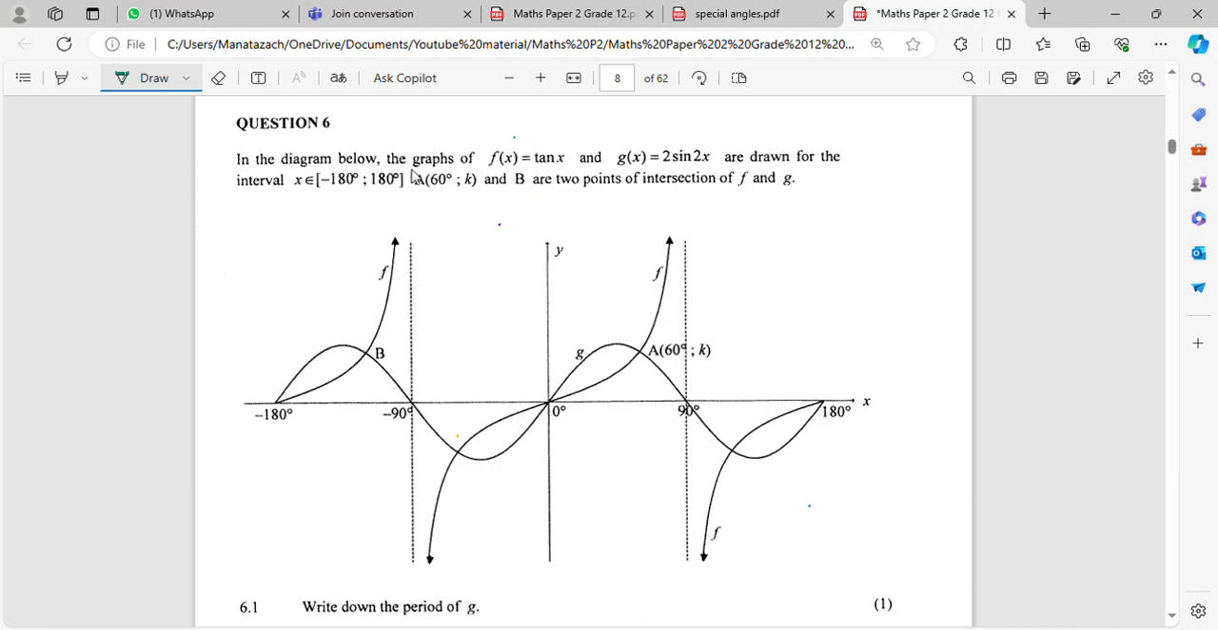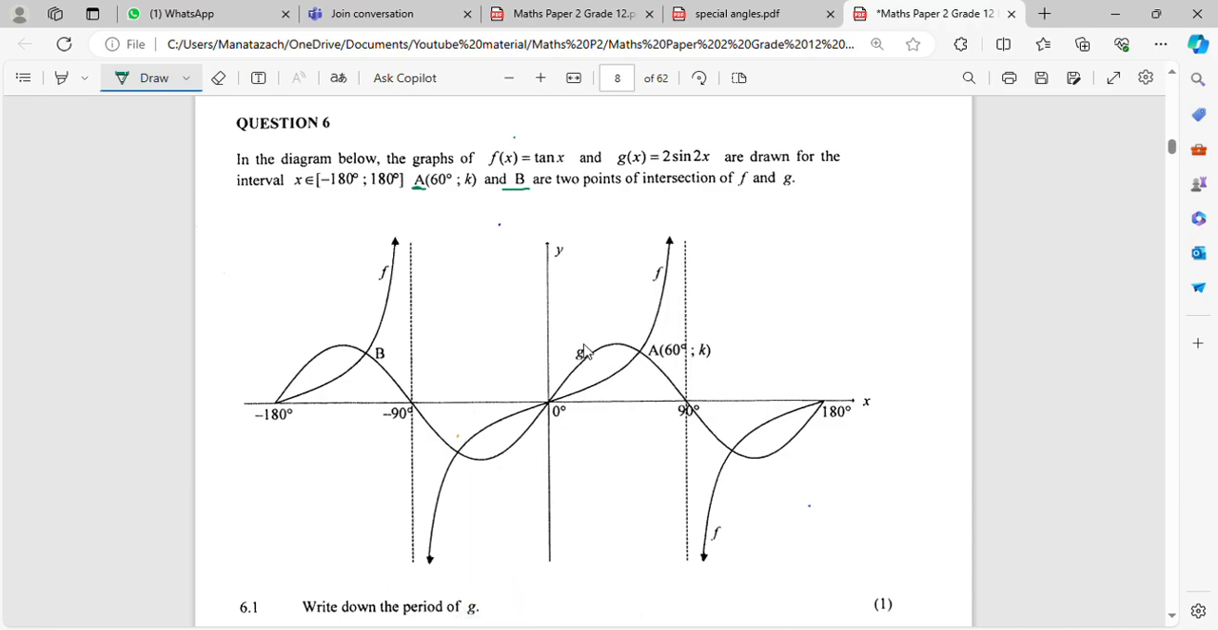Today we'll be doing trigonometry, particularly looking at graphs. So let's get on with it. In the diagram below, the graphs of f of x and g of x are drawn for the interval minus 180 to 180 degrees. Then you have point A, you have point B, 2 points on the intersection of f and g. So the first question is, write down the period for g.